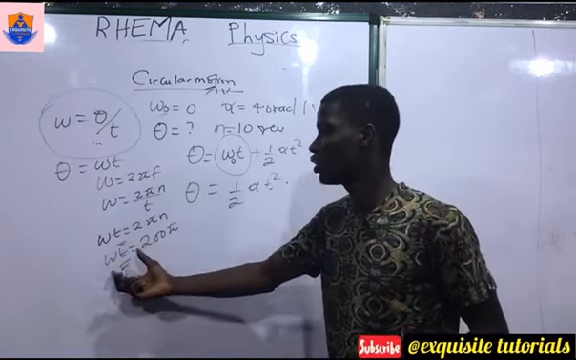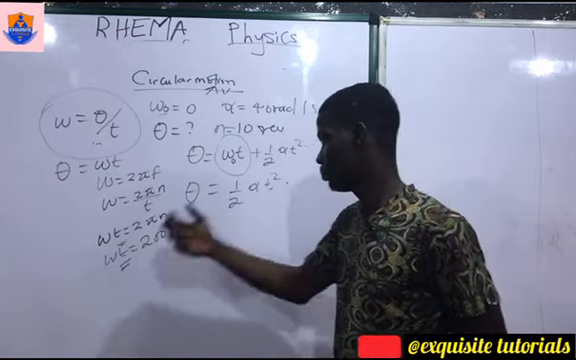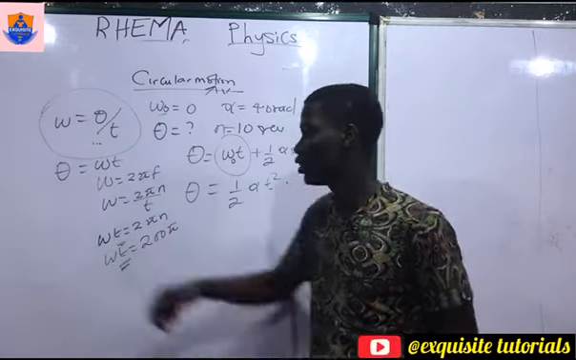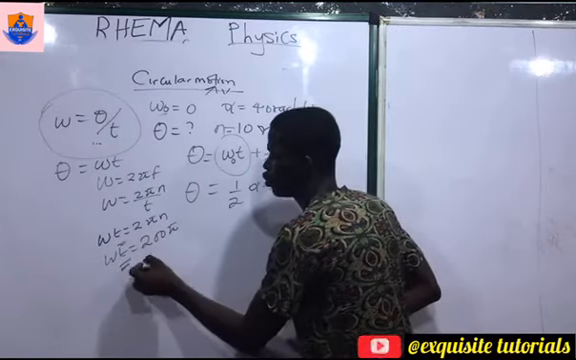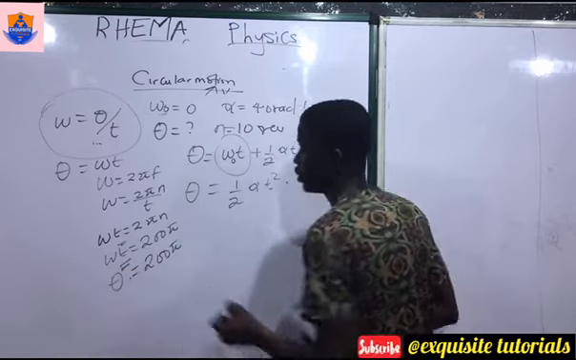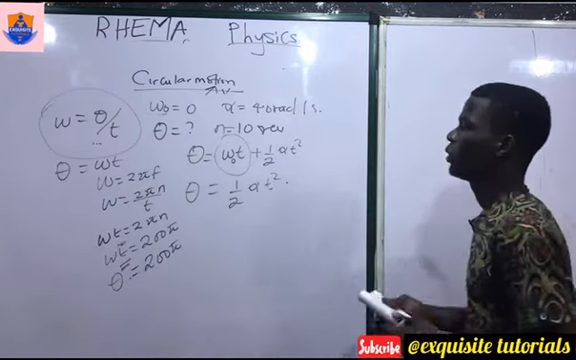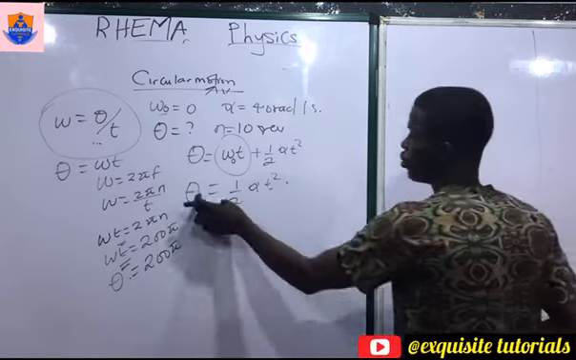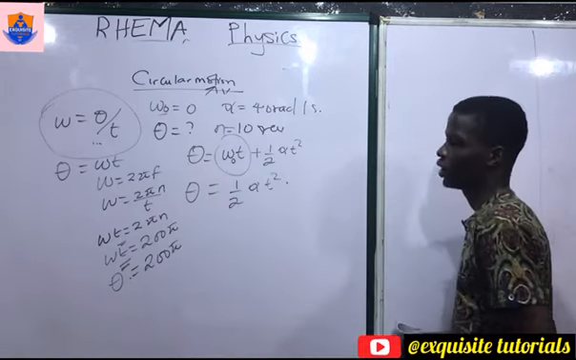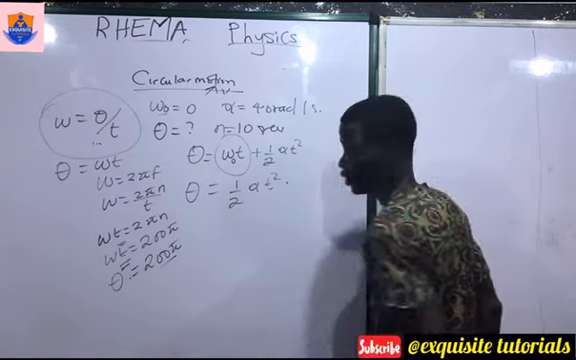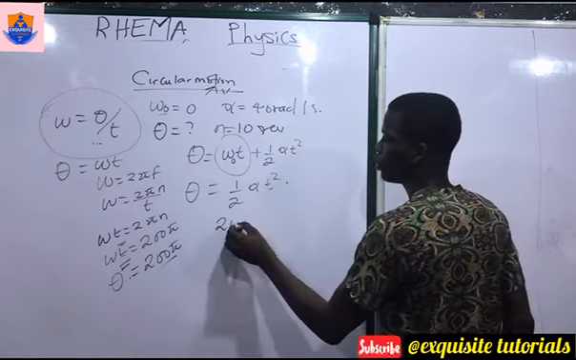If you will notice, our theta here is equal to WT, which is equal to 200 pi. This value is also equal to theta. Now I think the question said we should determine the time, not the angular distance rather. So if you want to determine the time, you already know your value for theta to be 200 pi, so you just place it.